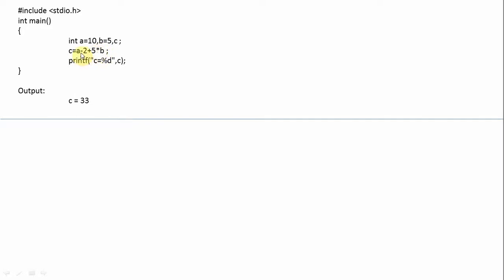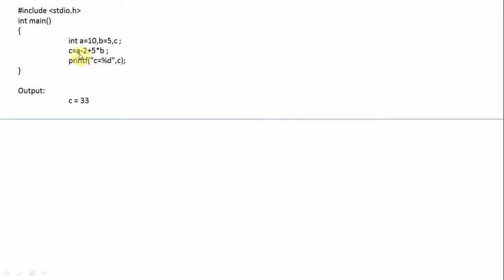Now we come to minus and plus. See, minus and plus operators, they have got the same precedence level. Now here comes the role of associativity. In case of minus and plus, the associativity is from left to right. That means whichever operator will appear first from the left side will be evaluated first.